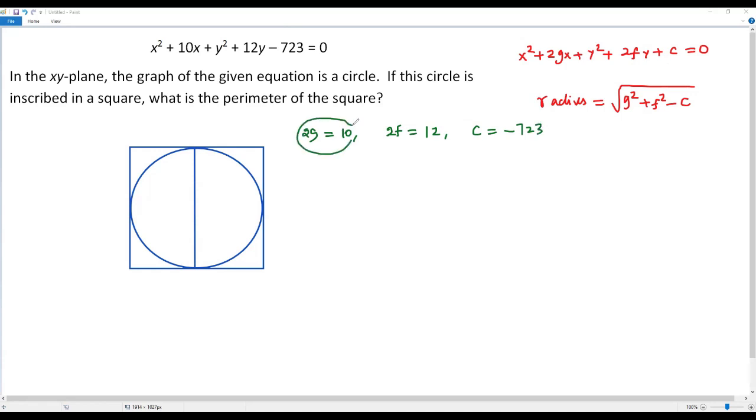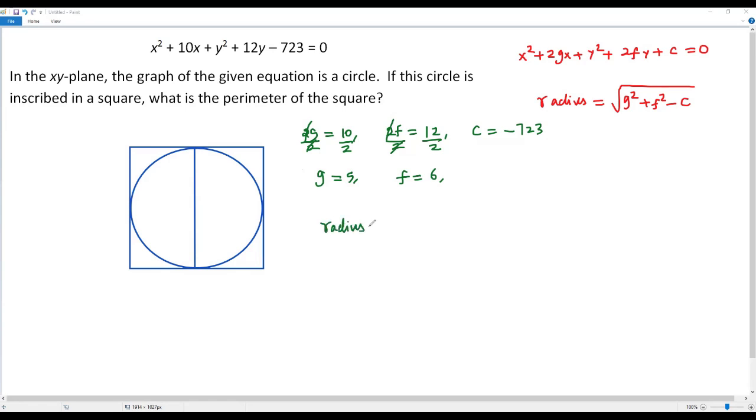Now let's divide both sides of this equation by 2 to solve for g. Then this 2 will cancel out, and I'm getting g on the left side. 10 divided by 2 is 5. Let me divide both sides by 2 over here as well. Then this 2 will cancel out, and I'm getting f = 6. Already we have a value for c. Let's get the radius of the given circle.